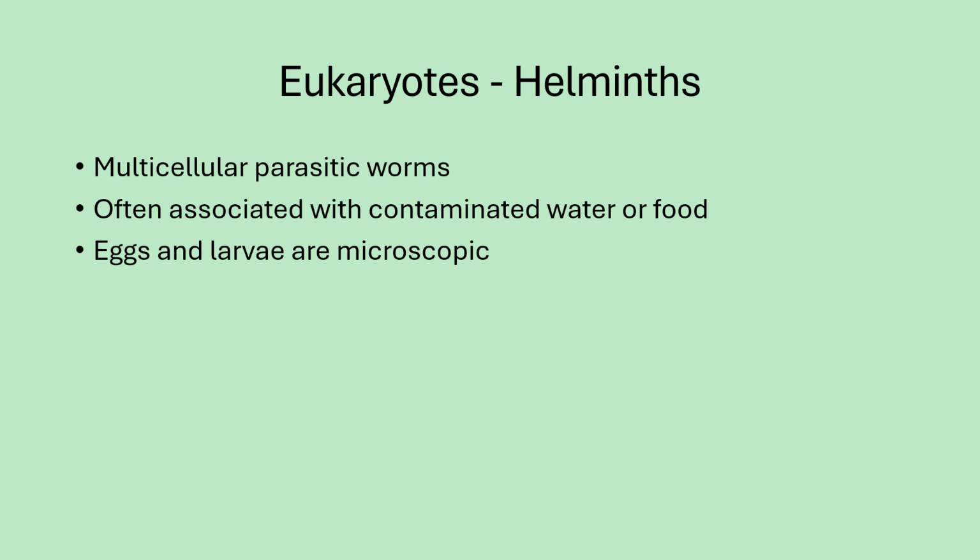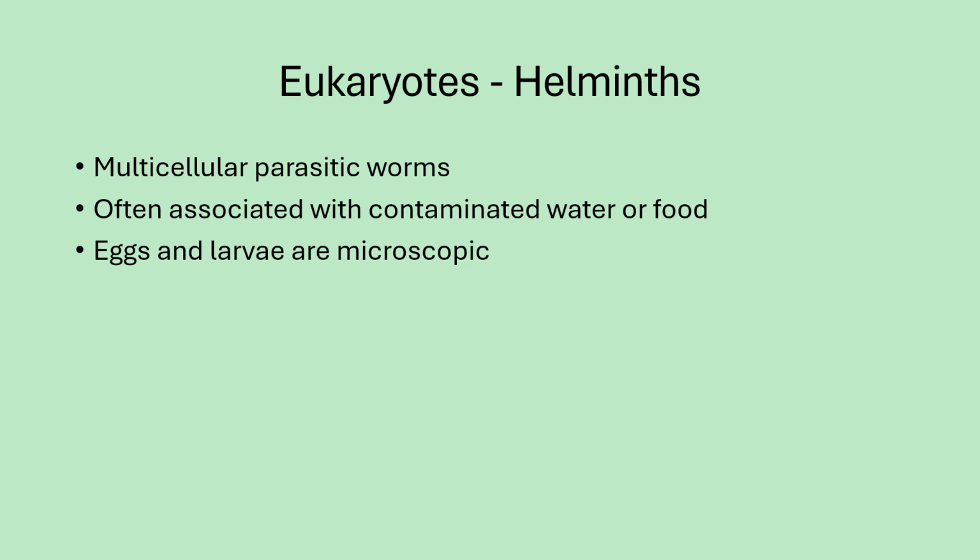Another group of the eukaryotes that we study are known as the helminths. This may be one term you're not familiar with. Helminths, it's a large category. Basically what they are is parasitic worms that are multicellular. So they're often associated with contaminated food or water. And the reason we study them is that the eggs and the larvae are microscopic. Sometimes the worms themselves are not, but they go through different stages in their life cycle in the eggs and the larvae, which is often how they are ingested by humans.